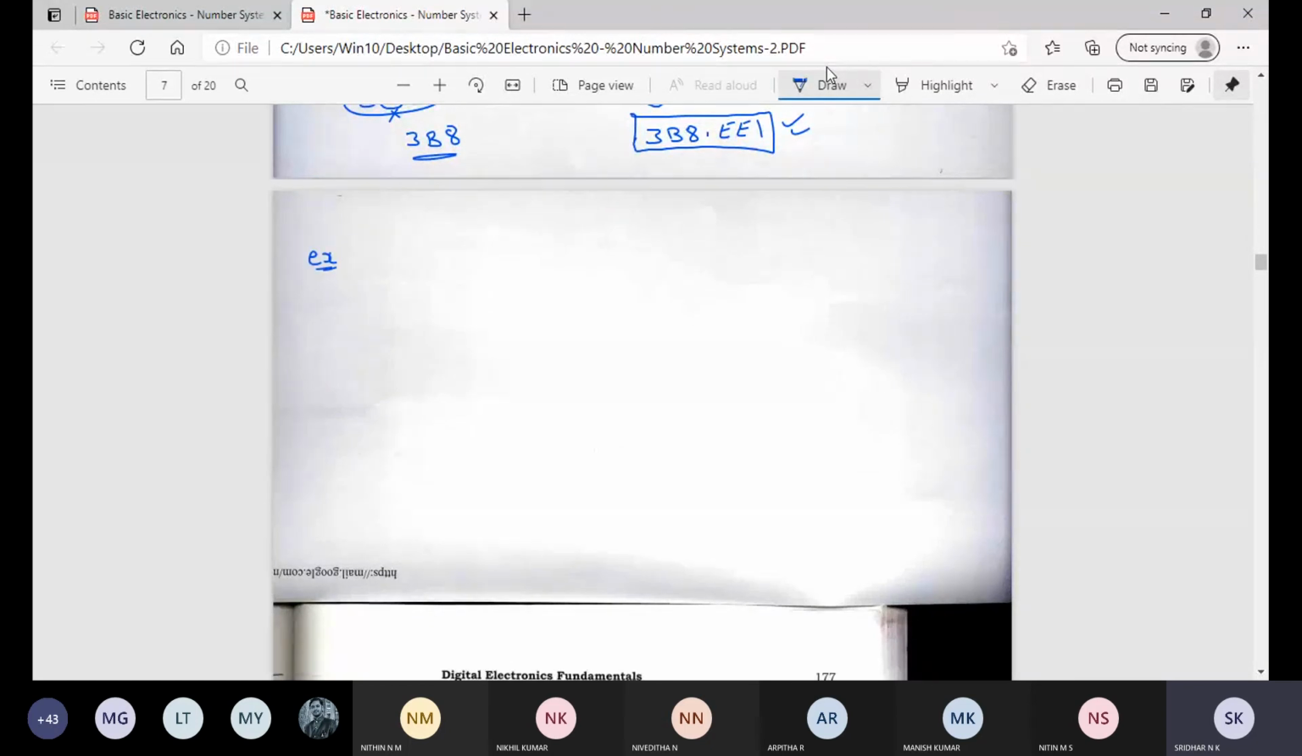We'll take some 523.153 in decimal to question mark in hexadecimal. Do it. The integer part is 523 divided by how much? 16. What will be the quotient and remainder?